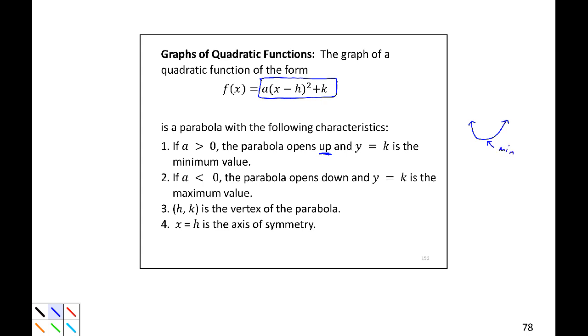Versus if a is less than 0, then it opens downward, and we have a maximum value. The point (h, k), as given in this form, is the vertex of the parabola, and x equals h is the axis of symmetry. Because all parabolas have symmetry, we can find that based on the vertex. The vertex is the turning point.